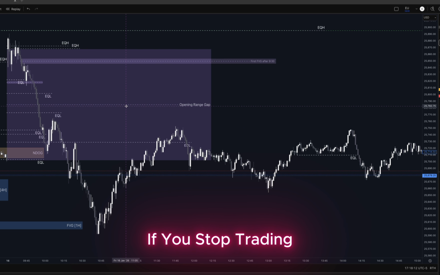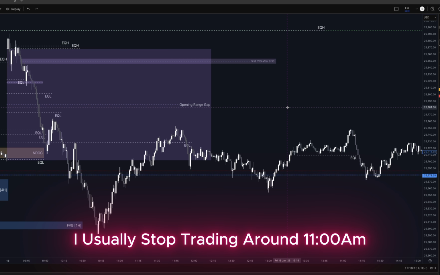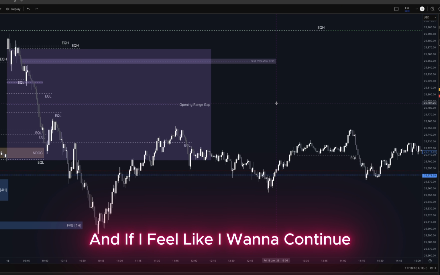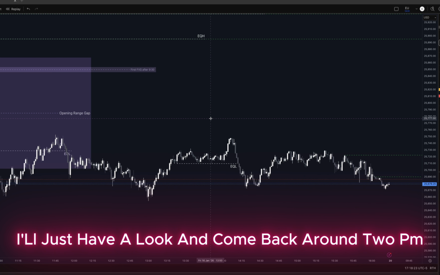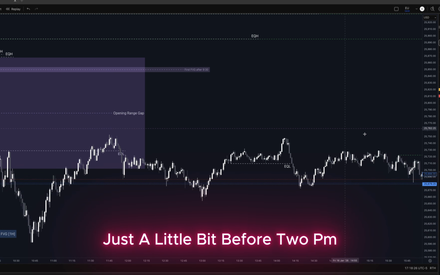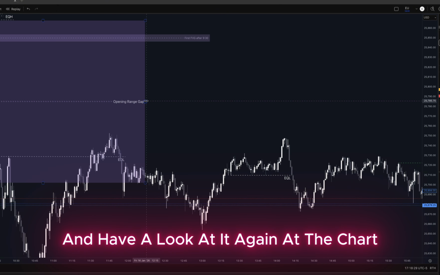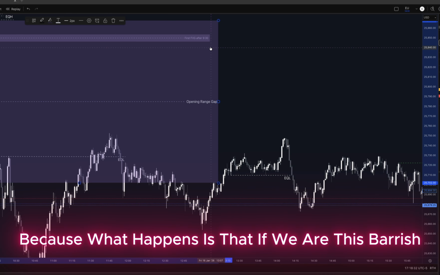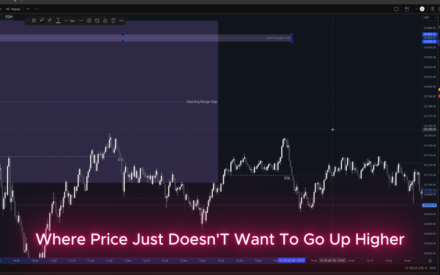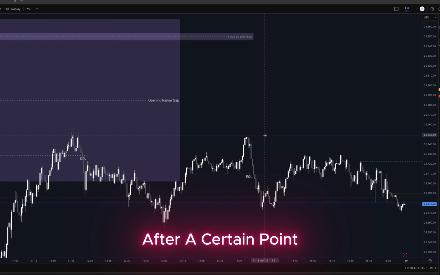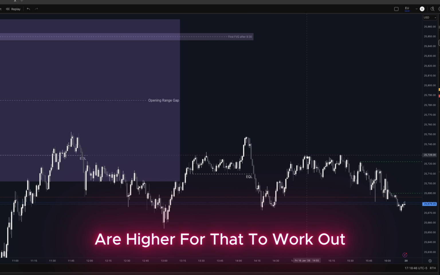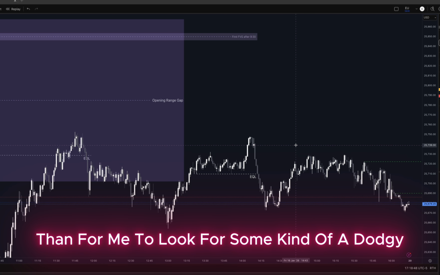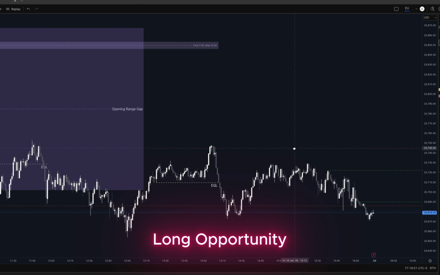I usually stop trading around 11 a.m. And if I feel like I want to continue, or I wasn't able to get into any trade during the morning session, I'll come back around 2 p.m., just a little bit before 2 p.m., and have a look again at the chart. Because if we are as bearish as we were today, where price just doesn't want to go up higher after a certain point, then I'm going to look for short opportunities, because the probabilities are higher for that to work out than for me to look for some kind of dodgy long opportunity.